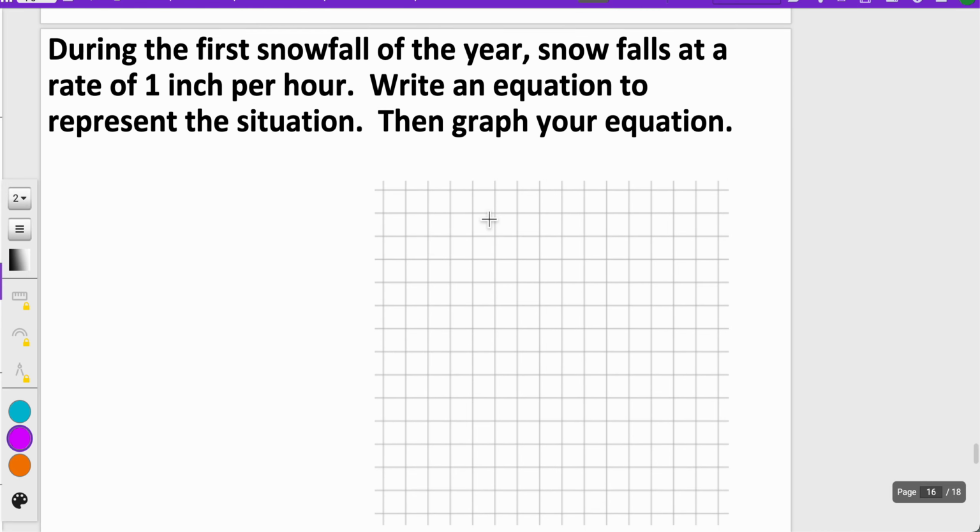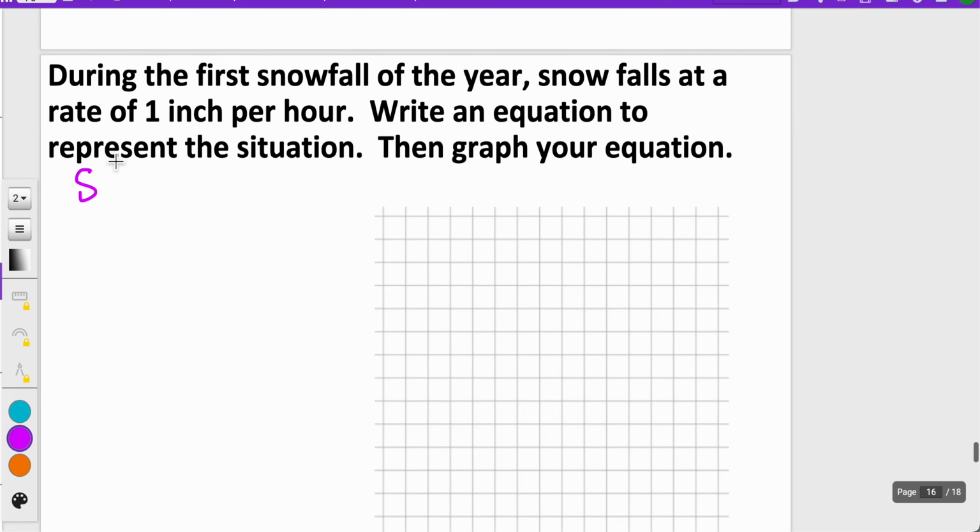Next up, see if you can try this one. It says, during the first snowfall of the year, snow falls at a rate of 1 inch per hour. Write an equation to represent the situation. First thing you want to know is, well, what is my slope? That's my constant of change. My slope is 1 because it's 1 inch per hour, so that is y is equal to 1x.